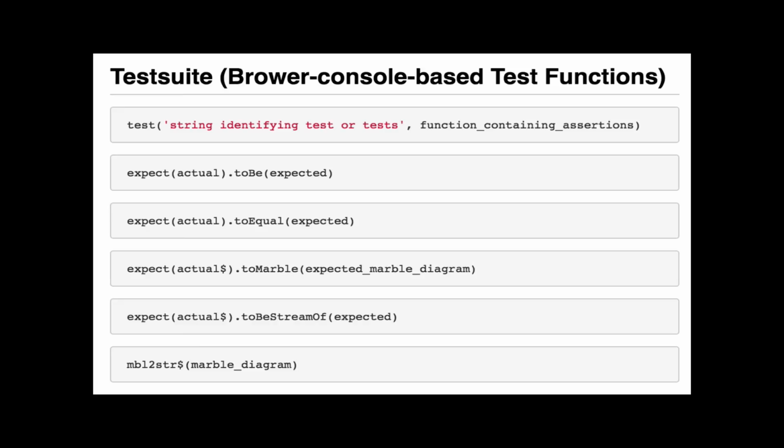And then finally, there's a utility function, marble2stream, which will convert the ASCII marble diagram into a stream, and that's useful for setting up tests. And now let's begin to develop our score.